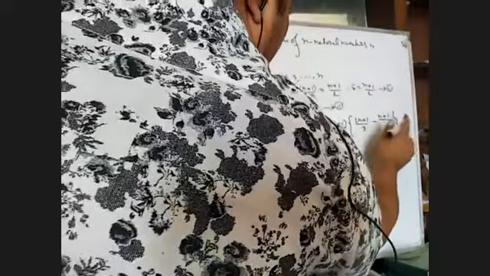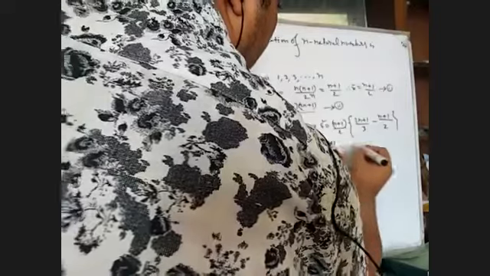We can take 2 also common, divided by 2. That means we get 3 here and we get 2 here. So this equals (n plus 1) by 2. Taking LCM, 6n plus 3 minus, sorry, this will be 4n plus 2, thrice n minus 3.